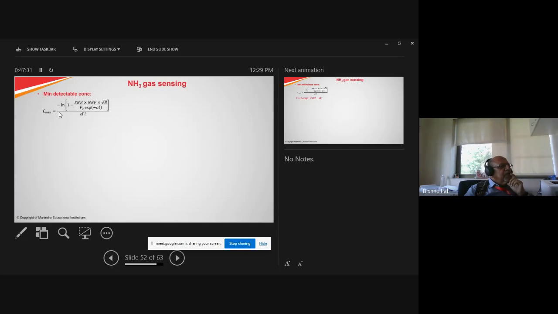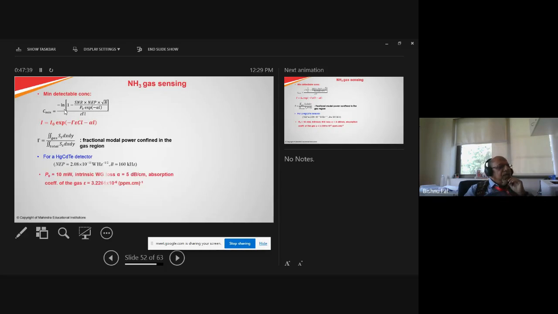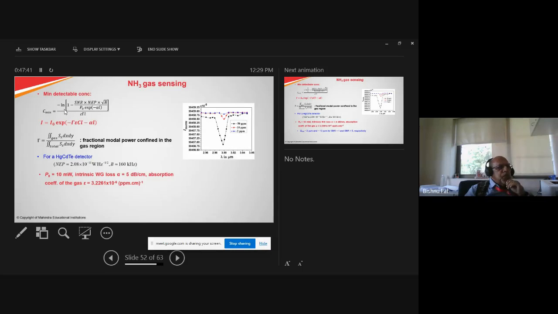The minimum detectable concentration is given by this kind of expression. This is the Beer-Lambert law in the red equation. This is the fractional modal power. We analyzed all these things and showed that you can, in fact, detect even 2 parts per million of ammonia at 3 microns, where absorption is strong, in our designed silicon-based slot waveguide.